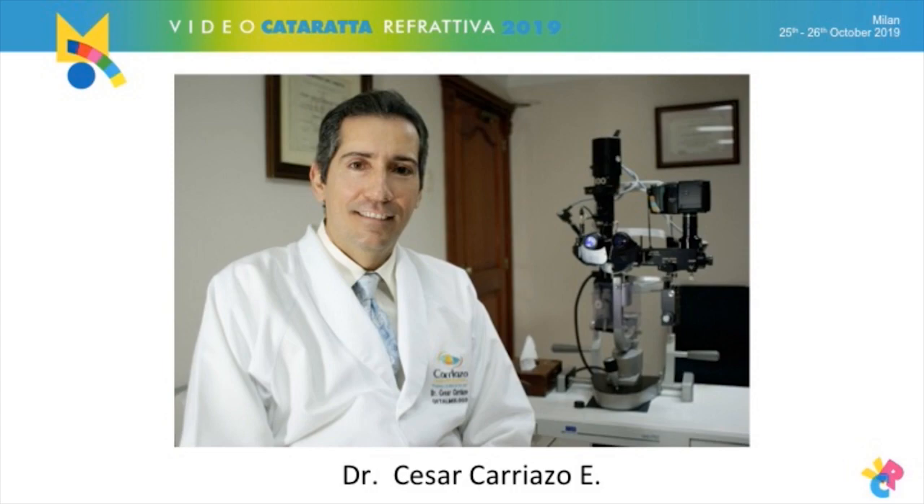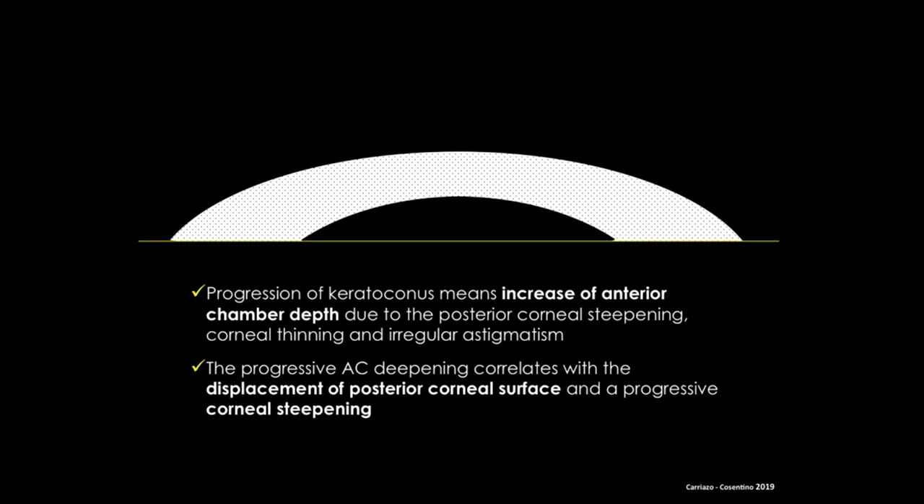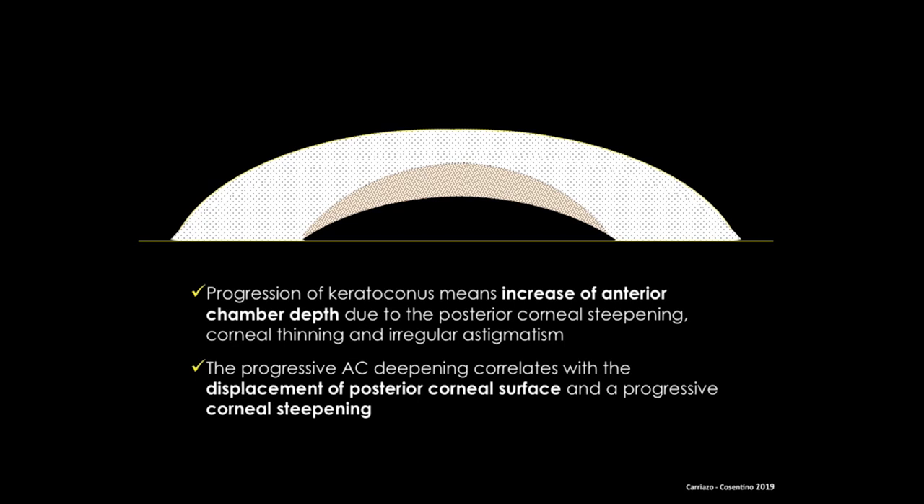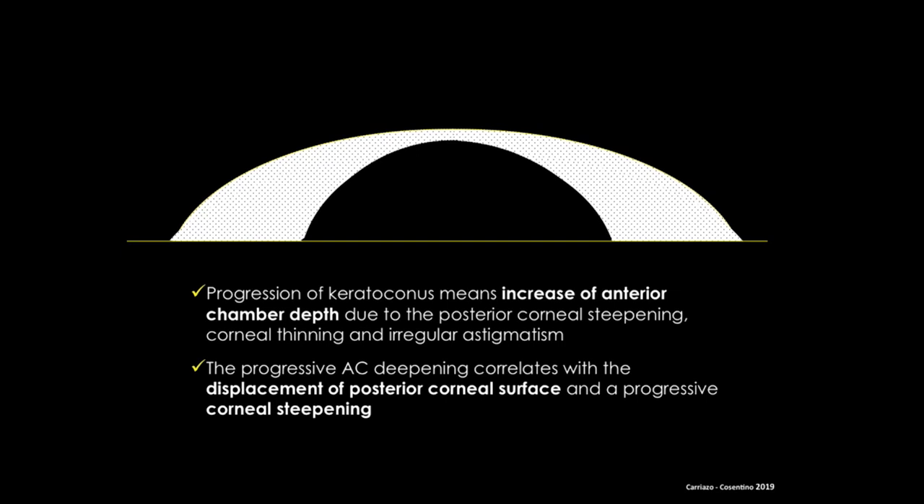Now, let me explain while Dr. Otero is organizing the stitches of the cornea. In keratoconus, we have a progression increasing the anterior chamber depth, displacement of the posterior corneal surface, and progressive corneal steepening, as you can see here in this schematic slide. But when we compare the volume of the cornea before and after keratoconus, we have similar volume. This is very important to understand the surgery. The volume before and after keratoconus is similar. The corneal stroma is there. It's distributed in another way, but it's there inside the cornea.